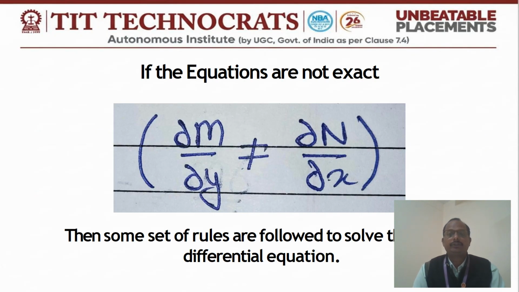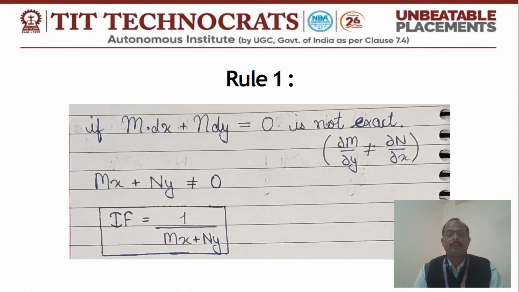Now, if the equation is not exact, that is del m by del y not equal to del n by del x, there are some cases. According to the cases, we have to first make the equation exact, then proceed for the solution. So there is the first case. The first case is m dx plus n dy equal to 0, and if the equation is homogeneous and mx plus ny not equal to 0, then the integrating factor is 1 by mx plus ny.